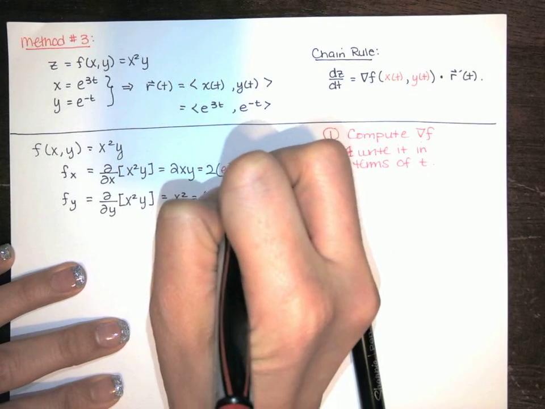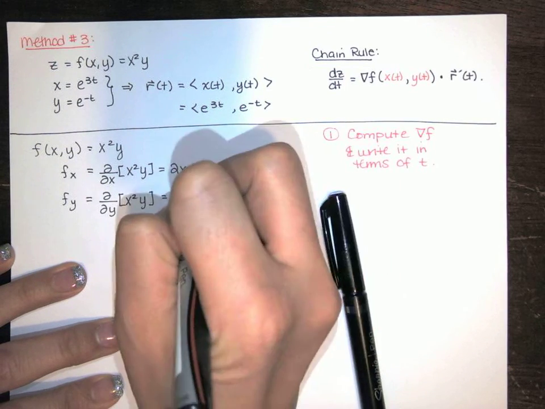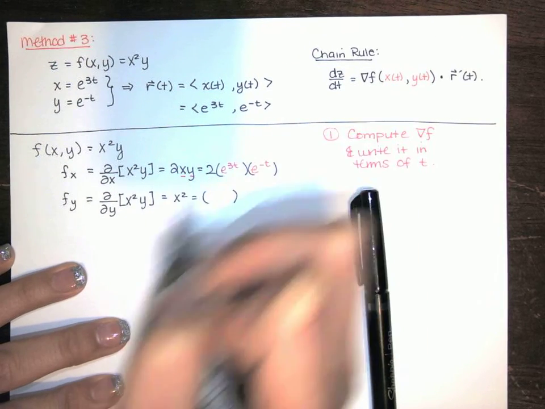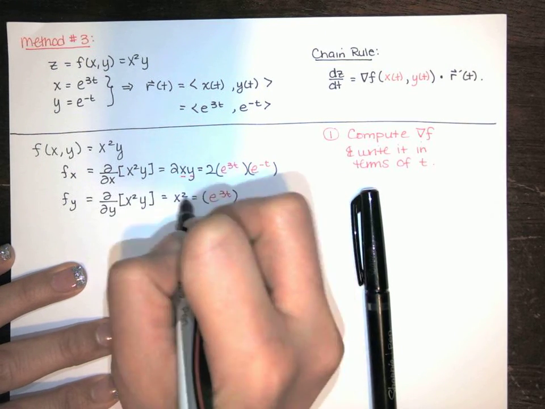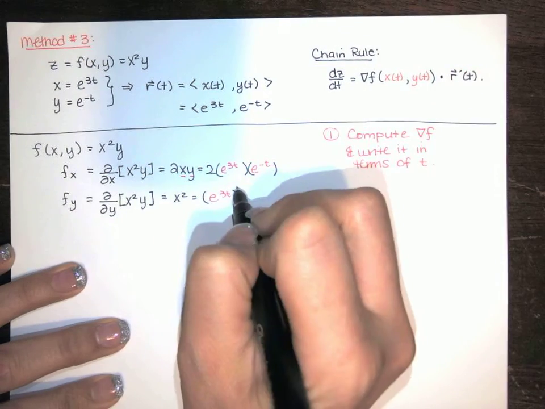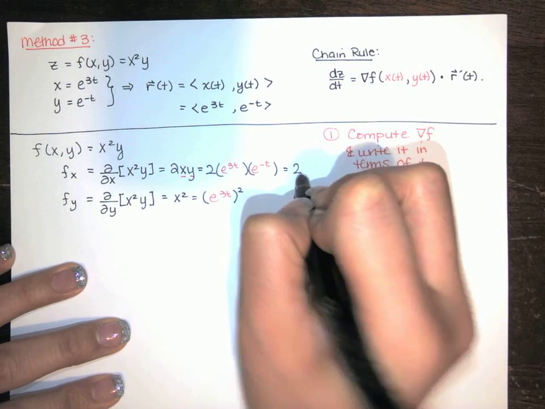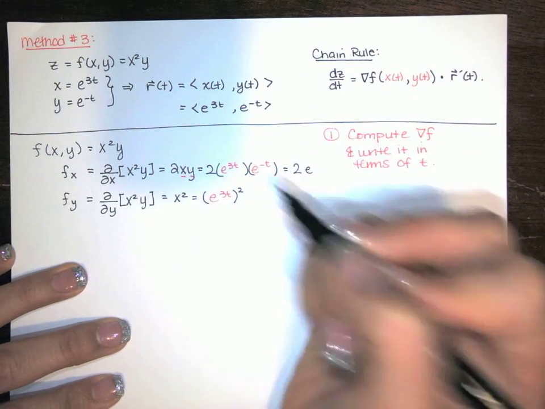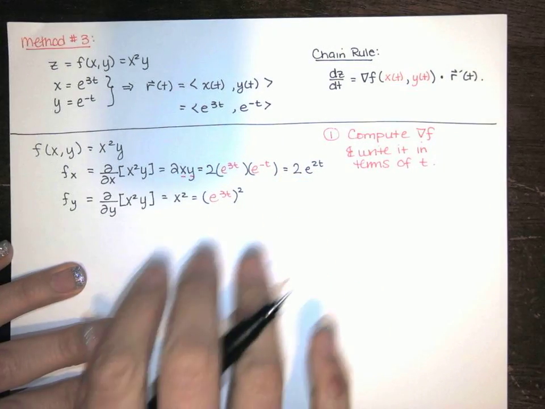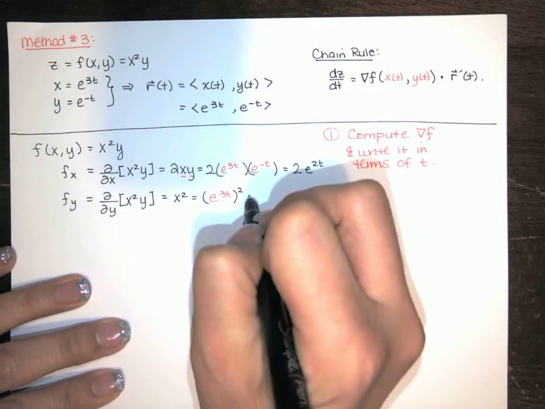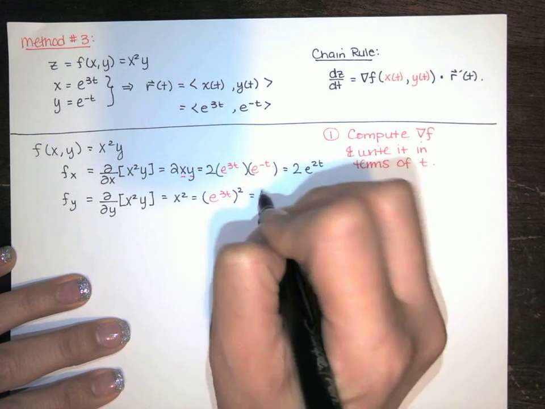X is e to the 3t, so I replace x with e to the 3t. Y is e to the negative t, so I substitute that in. Here, I replace x with e to the 3t, and then I square it. So using exponent properties, I get 2. Here you add the exponents, that's e to the 2t. I'm doing this a little faster this time because we've already done these calculations. Here I've got e to a power raised to a power, so we multiply the exponents.